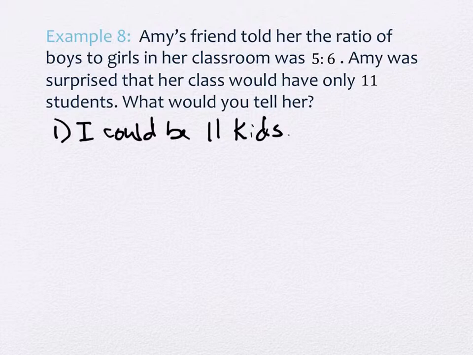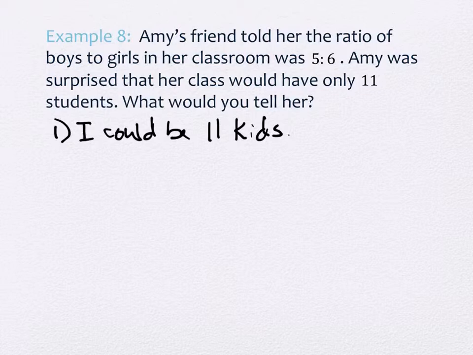She's adding the 5 and the 6. Okay, keep going. You guys have said good things, but we aren't quite there yet. Like her friend said, basically there's 5 boys for every 6 girls. Okay. So let me ask the question differently. If we don't really have 11 kids, how many kids do we have?